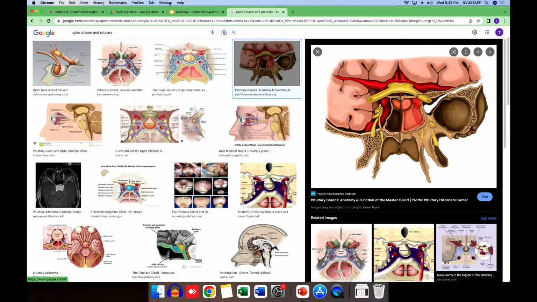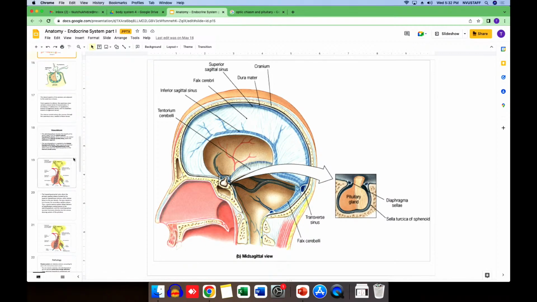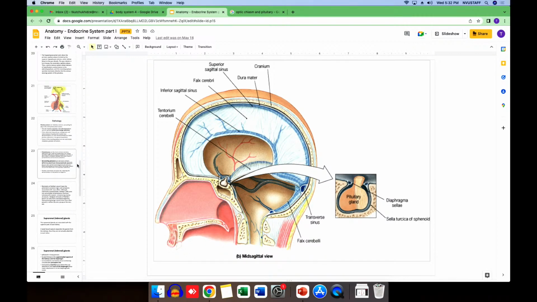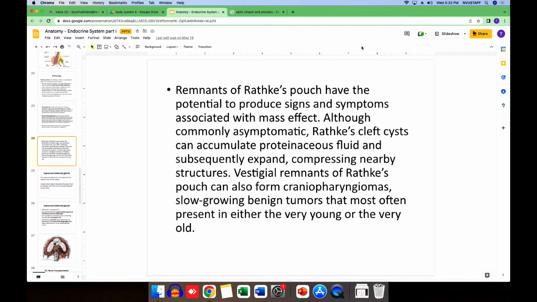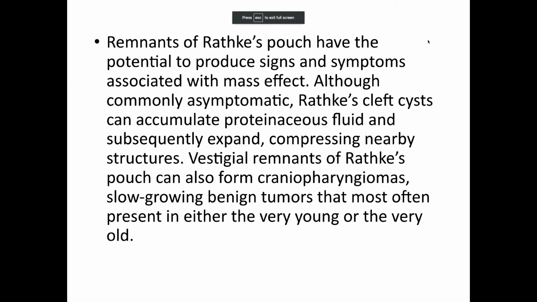Do you have any questions regarding this, guys? Also, as we know from Rathke's pouch, we can have another pathology, which is a remnant of the Rathke's pouch.